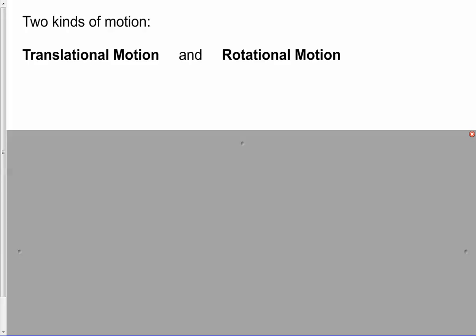The object may be spinning, rotating. And of course, in general, an object may be doing both at the same time. It may be moving through space and at the same time rotating. So these are the two kinds of motion, and in general, you have to treat both. Of course, up until now, we've been completely ignoring any rotational motion.